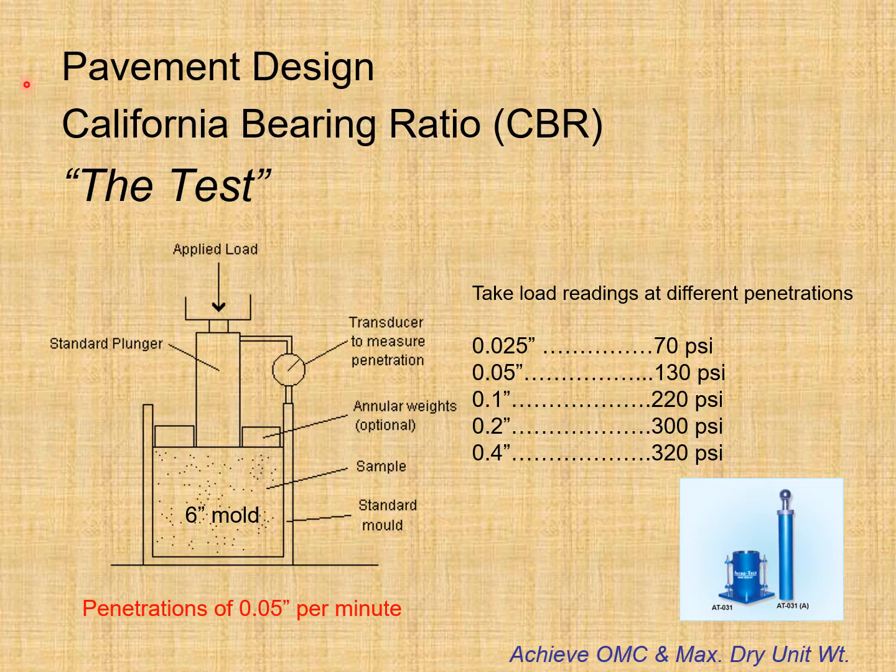So, pavement design, California bearing ratio, CBR. You can see that it is basically a penetration test, and you can see the schematic diagram for this particular test, and the penetration rate of 0.05 inches per minute is to be maintained. Corresponding to different penetrations, we can note the pressure like this, or even note the load. Both are acceptable, either we consider the pressures or the loads. When you have that set of information, you can draw the curve between the penetration and the pressure.